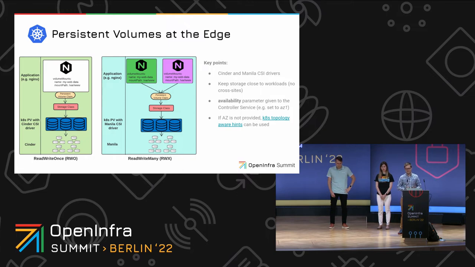In the Kubernetes CSI drivers, both for Cinder and Manila, you have an option to select the availability zone of the volume that your workload needs to use. If you don't provide that, there are mechanisms in Kubernetes named topology aware hints that will try to figure out in which zone the volume has to be created.